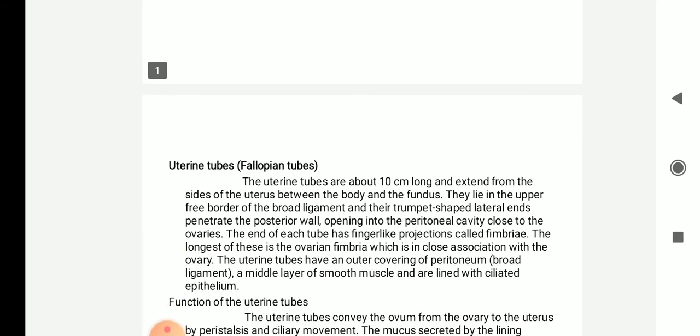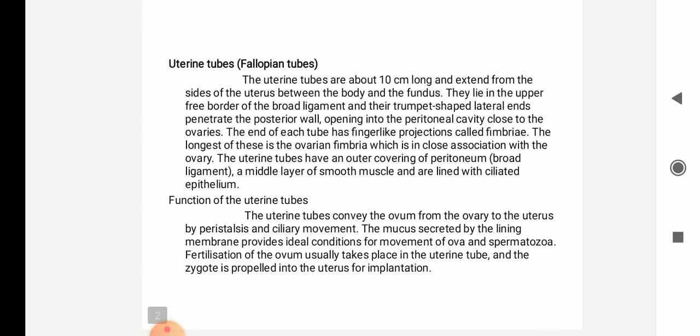Okay. So the next organ is the uterine tube. Up to last class we have completed the uterus. So the next organ is the uterine tube. It is otherwise called the fallopian tube.